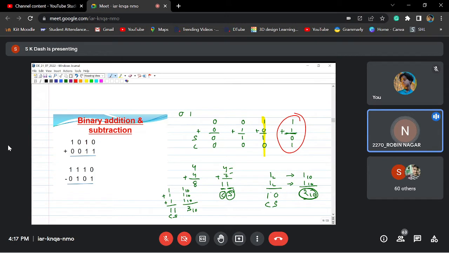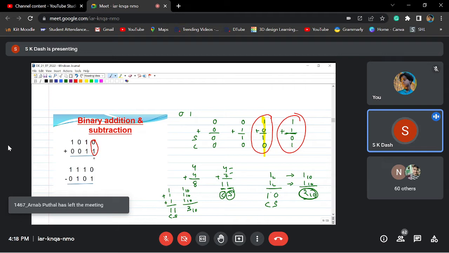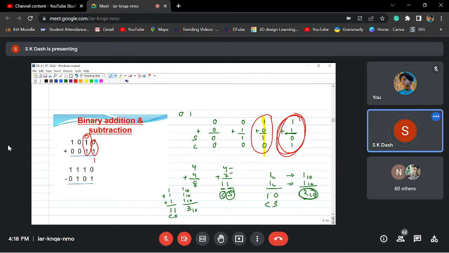Sir, this example. First of all, we'll add 1 with 0. If we add 1 with 0, what will I get? How much will be the sum? Sum will be 1, carry will be 0. Next, we'll add these three numbers. 0 plus 1 is 1. Then 1 plus 1, what is 1 plus 1? Sum is 0, carry is 1.